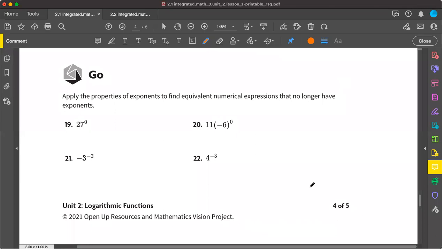This is going to build off of a bunch of exponent rules that you've seen before. Anything to the 0 power is just 1. You remember that, right? You could treat this as if it's 11 times -6 to the 0 power. The -6 to the 0 power is just 1. So this is just 11 times 1. So your answer is 11.